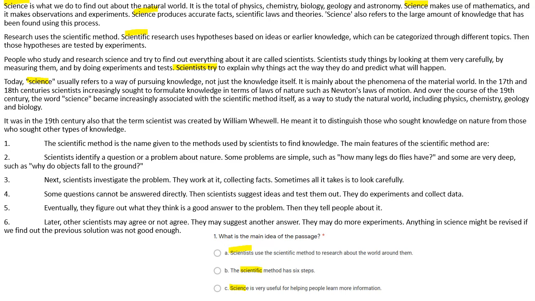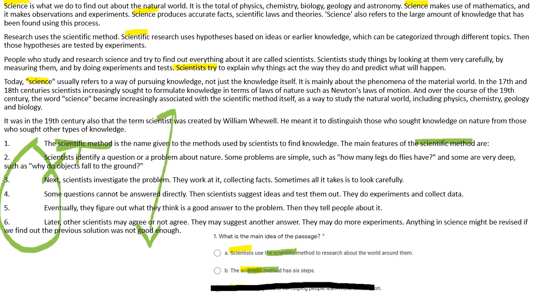Well, if we look at this section here, it starts to talk about the scientific method. And then it says these are the main features of the scientific method. So we can say that half of the passage, from here down to here, is about the scientific method. So we have scientific method in answer B, and we have scientific method in answer A. We don't have scientific method in answer C, so now we can take away this answer. We know this one will be wrong.